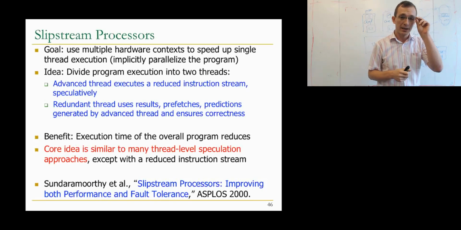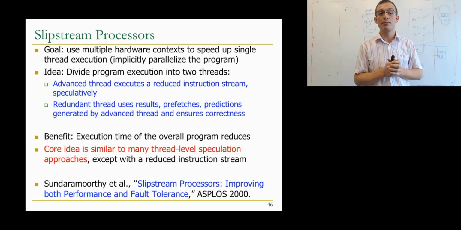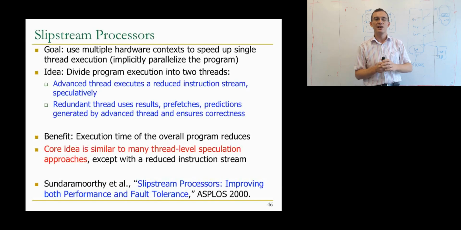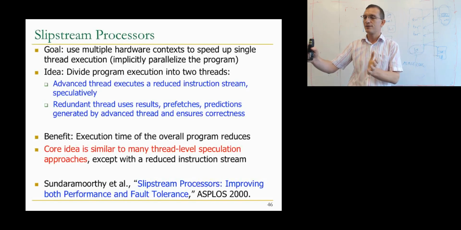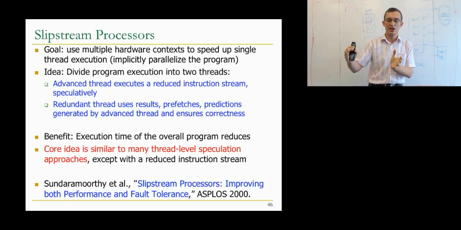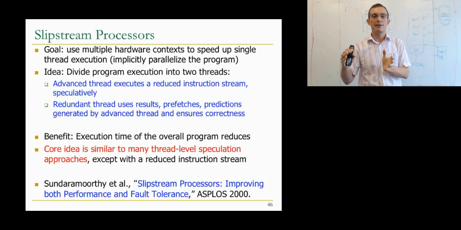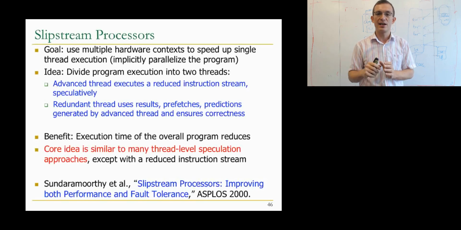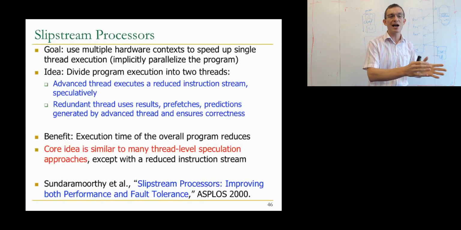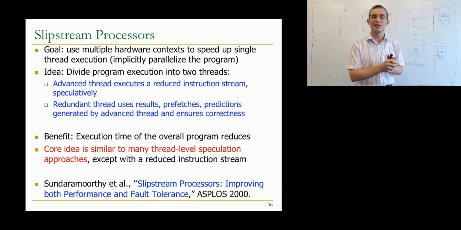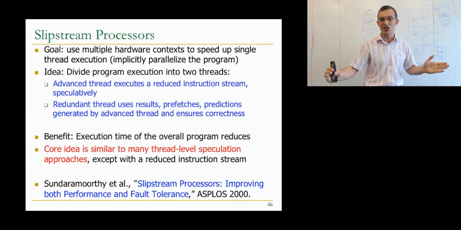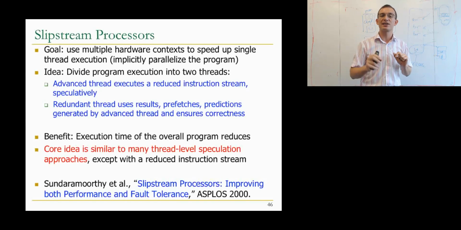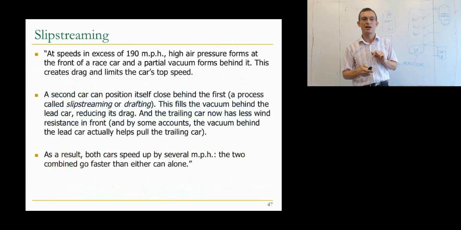This paper talks about slipstream processors improving both performance and fault tolerance. It discusses how we can improve fault tolerance as well, because if you redundantly execute instructions earlier in a reduced thread on some other processor, you can check whether the execution matches or doesn't match, and you can achieve some kind of fault coverage through this redundant execution of instructions.